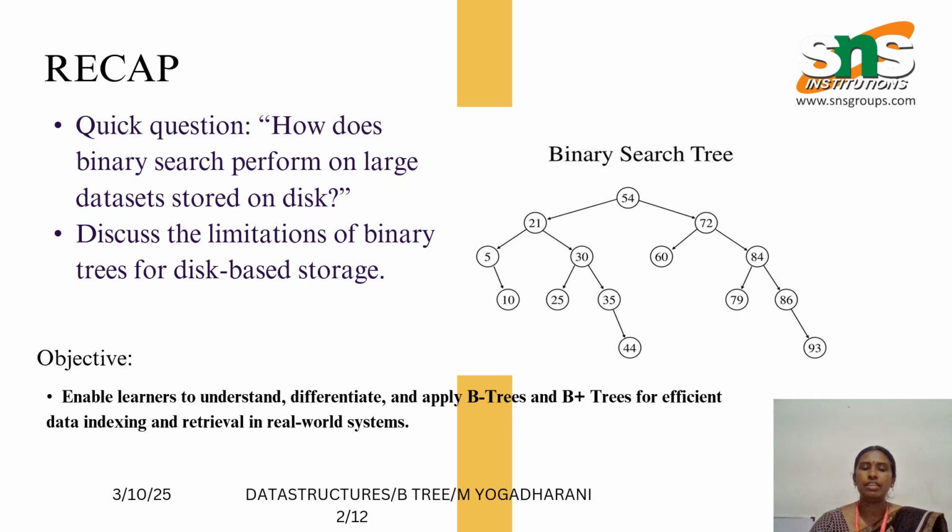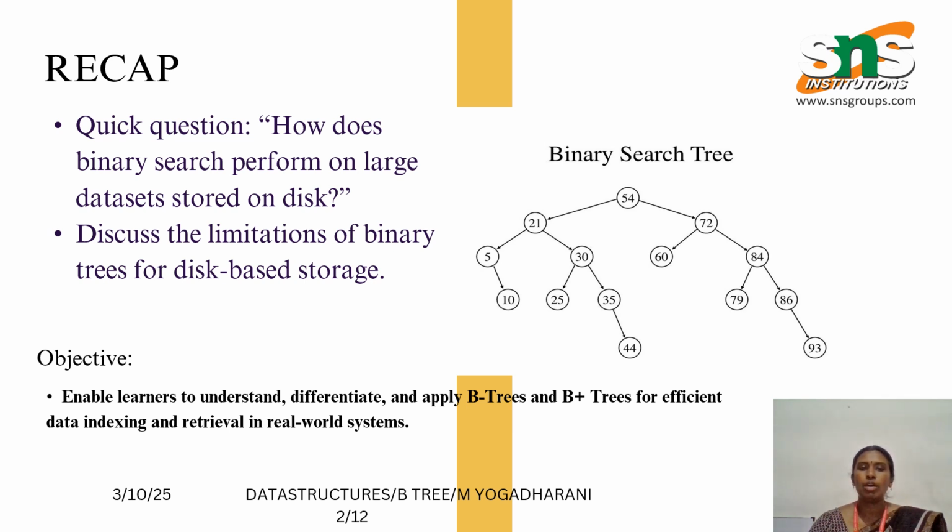Unlike a binary tree, in a binary search tree the left subtree has smaller values than the parent node, and the right subtree has greater values than the parent node. See in the picture here, 54 is the parent node and 21 is lesser than the parent node, so it is in the left subtree, and all left subtree nodes must be lesser than the parent node. On the right side, 72, 60, 84, likewise. The right subtree must have values greater than the parent node.